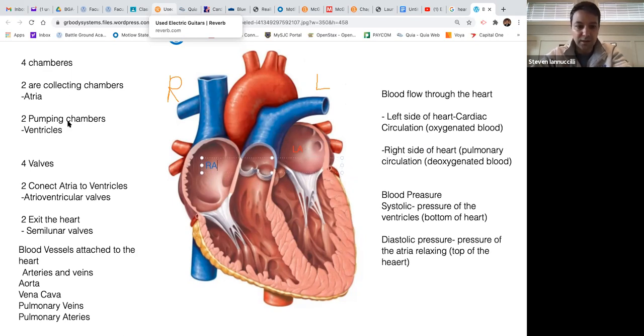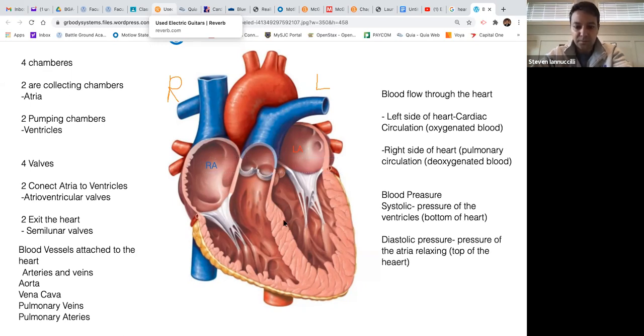And what they do is they collect blood. They're going to collect blood from the body, or from the lungs, and we'll discuss that. Once we go through the blood flow, I'll tell you where they're getting the blood from and where they're going to pump it to. Right now, we just want to know the chambers and the anatomy. So we're going to do anatomy first, and then we'll do physiology once we're done with that. This structure is called the left atrium. This structure is called the right atrium.